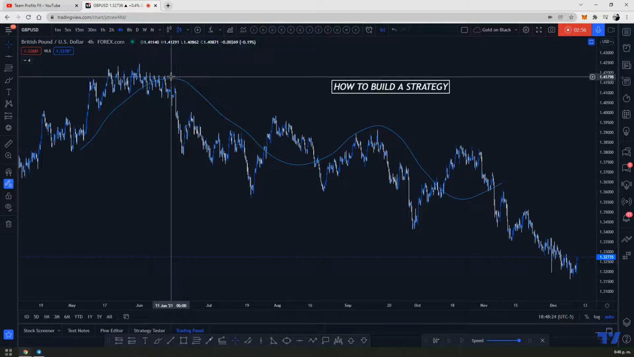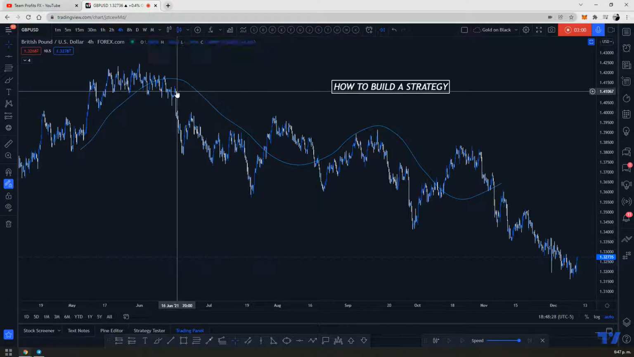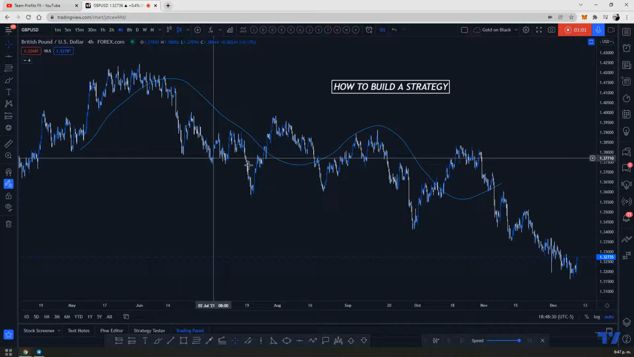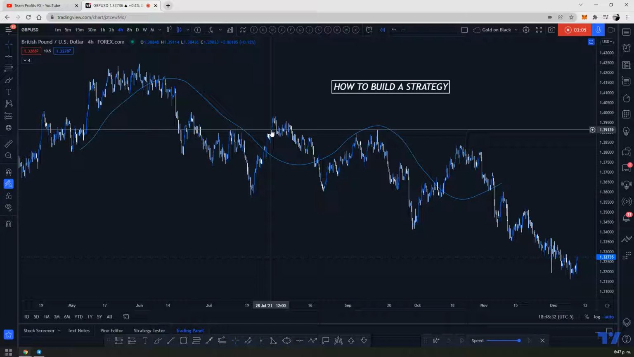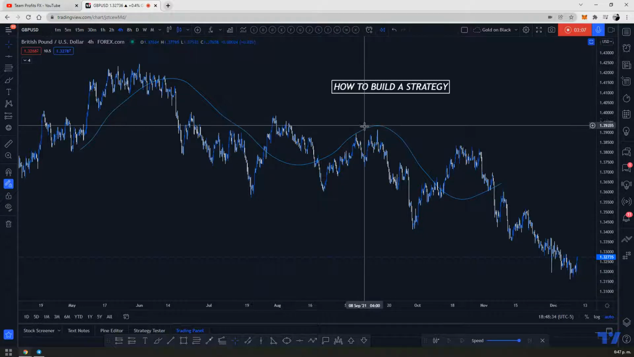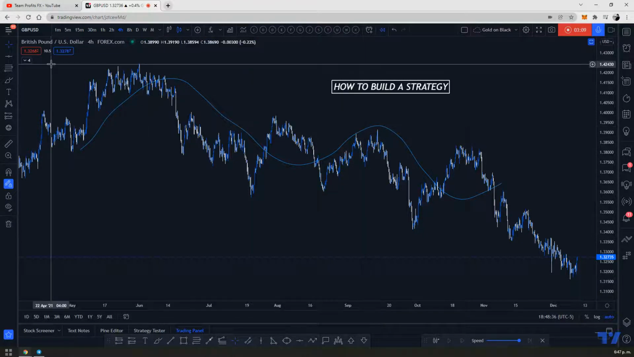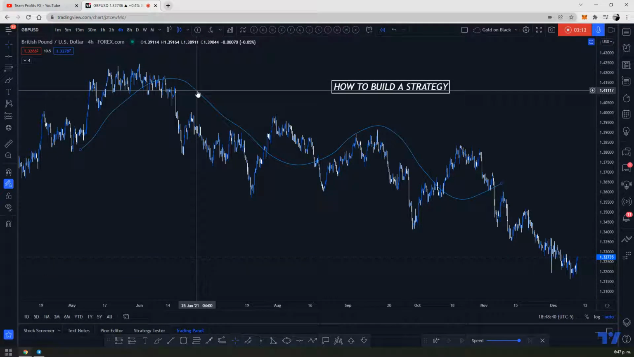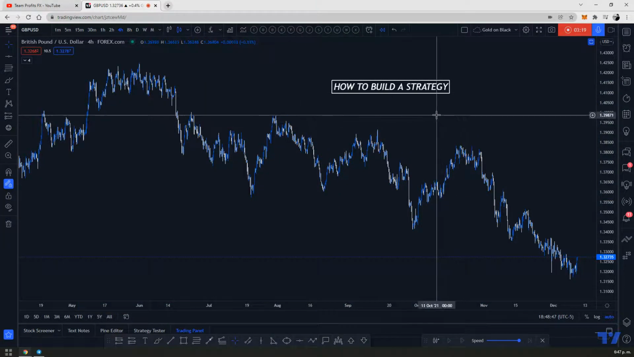Just because the price is below any type of moving average doesn't mean we're going to sell, or when the price is on top, it means we're going to buy. No, I didn't understand that. I didn't know how to use the indicators in my favor, how to use the indicators correctly. That being said, I was struggling. I was looking on YouTube. I was trying to find the strategies that work.